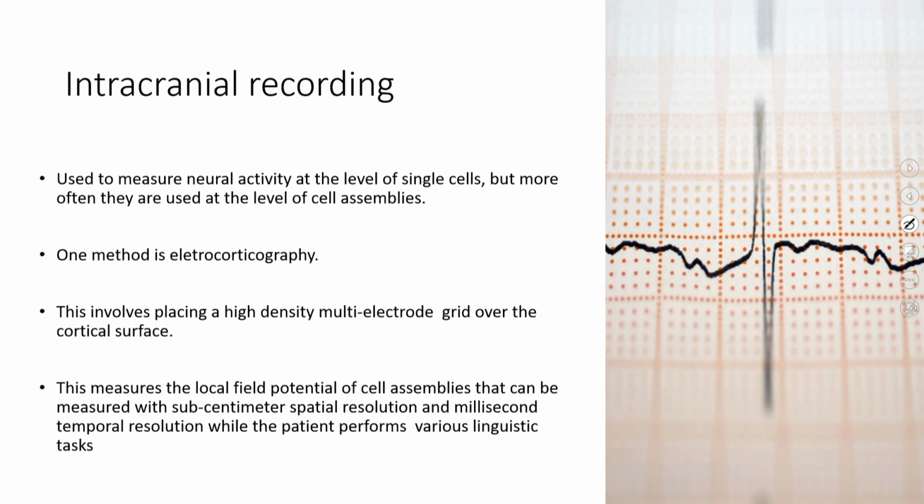This involves placing a high density multi electrode grid over the exposed cortical surface. This measures the local field potential of cell assemblies. So, a region where there is a cell assembly, some particular concentration area, can be measured with sub-centimeter spatial resolution and millisecond temporal resolution, while the patient performs various linguistic tasks.